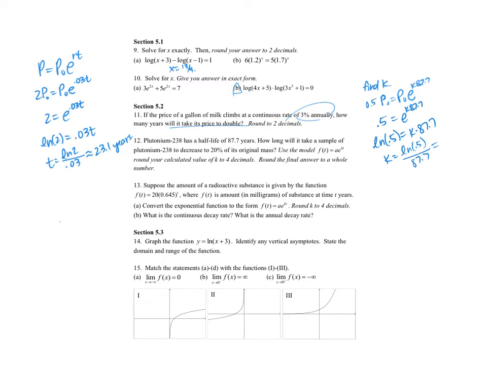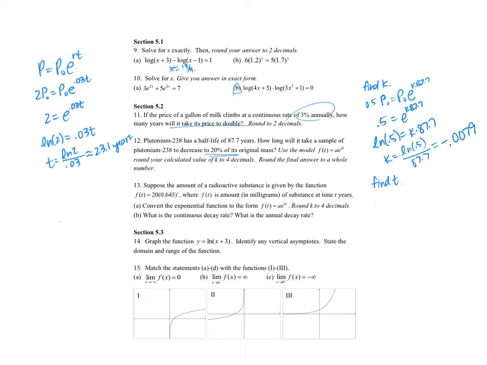negative 0.0079. Okay, and now I want to see how long it will take. So now I need to find T. I want it to decrease to 20% of its original mass. It takes 87 years for it to go down to half of its original mass. So to go down to 20% of its original mass, it would be more than 87 years, clearly. So we should be finding a T that's greater than 87.7 years.